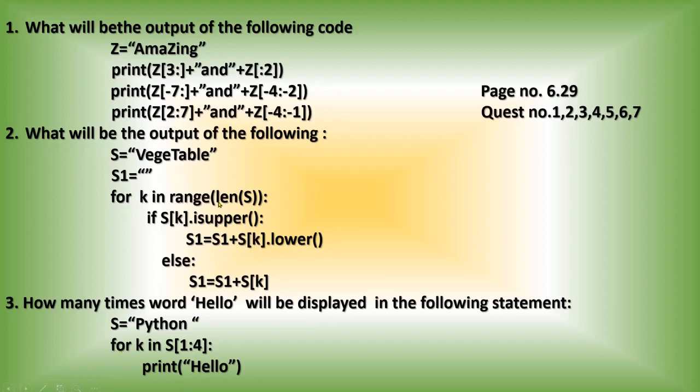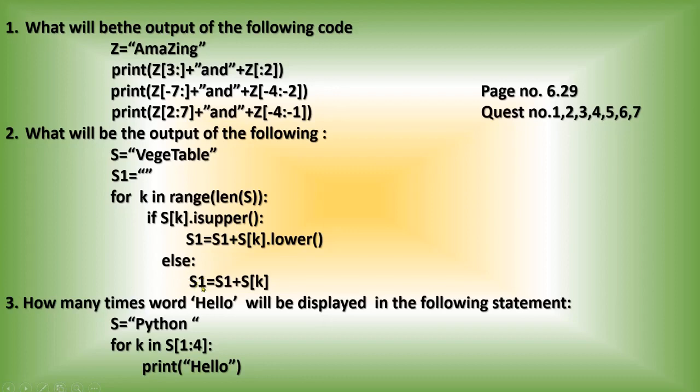Now the for loop will be updated. By default, it will be updated with 1. So K will get the value 1. And you are checking S of 1 is upper. Which character is S of 1? E. You are checking whether E is upper or not. E is not a capital letter. So automatically it will jump to the else part.